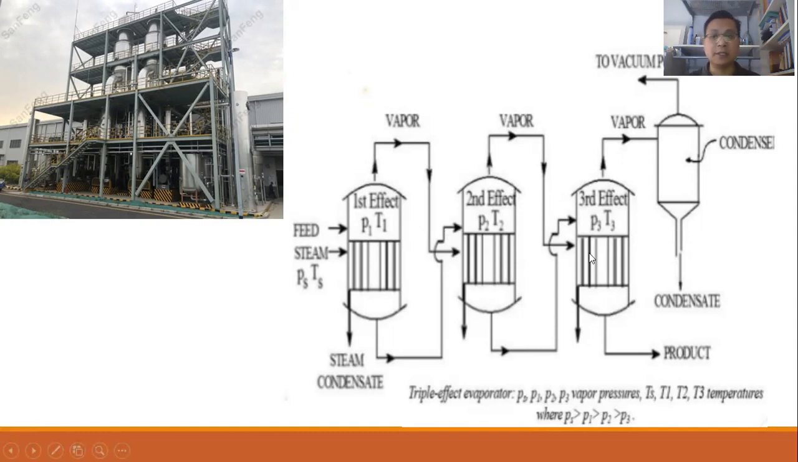1, 2, and 3. So one has its pressure and temperature, and then the second time we make a new pressure and new temperature to reduce, and by reducing the pressure we can reduce the temperature also. So pressure and temperature, as we know, have a relationship. If we reduce the pressure, we can get a lower temperature.